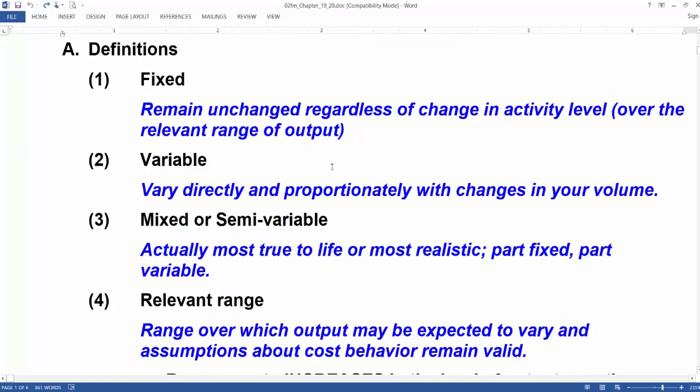Now the relevant range can be defined as that range over which our output can be expected to vary and assumptions about our cost behavior can still be valid.